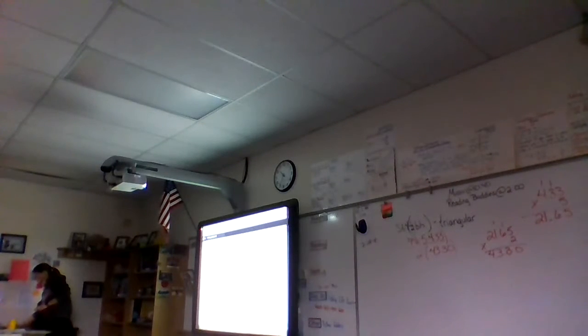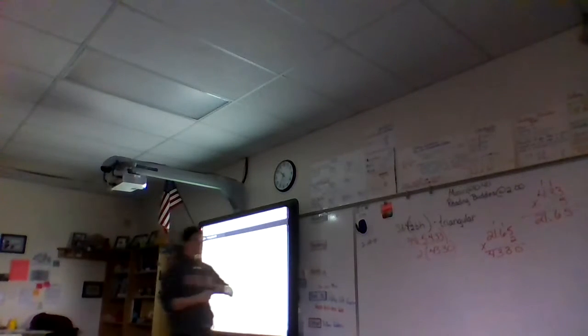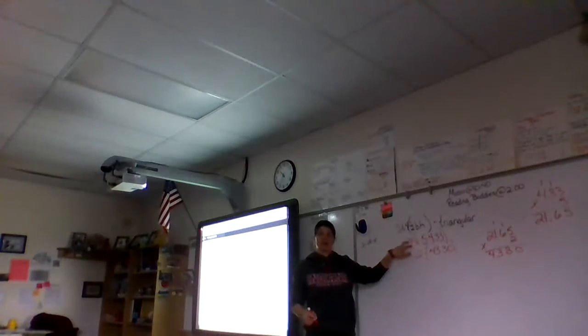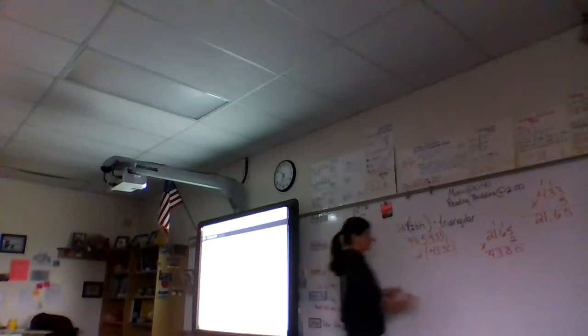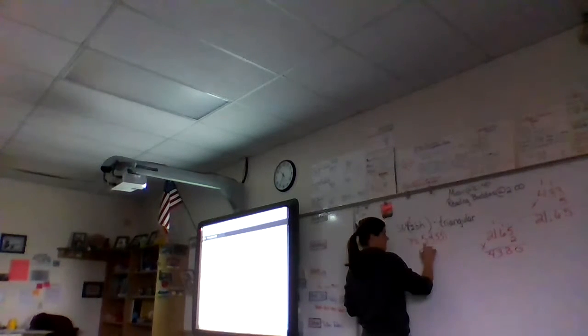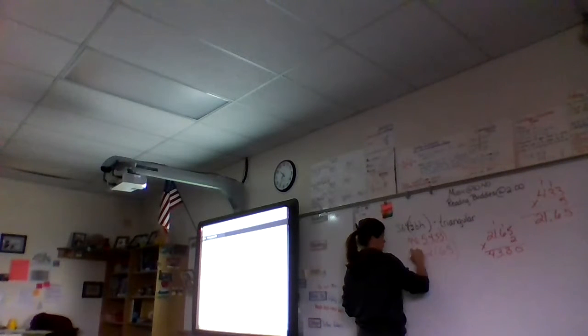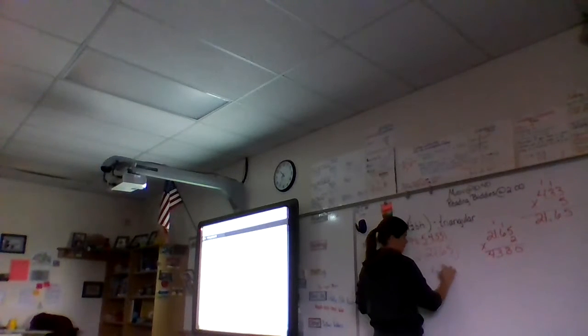Why did you put the 2 at the 43.3? Because this is what I canceled out. I haven't finished it yet. But you multiplied the 21. Did I already multiply? I did. You're right. Sorry. All right. So here is my 21.65 times my 2. And then I got 43.30.